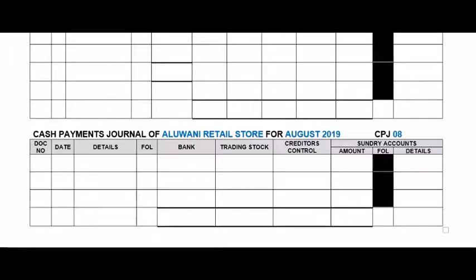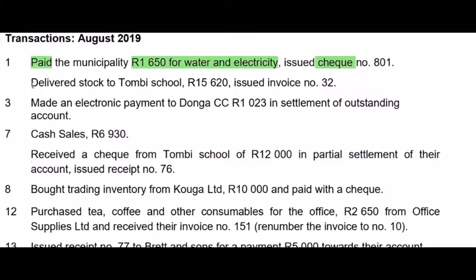So in the CPJ, you will say check number 801. On the 1st, we are paying the municipality. We don't use this folio column because the municipality is not a creditor, and we only use the folio column here in the CPJ for creditors. Okay, the value must, however, go to bank, and we are paying for water and electricity, so it must go to sundry accounts. I didn't give you a general ledger, so you couldn't do the folio references, and therefore I just blacked them out.